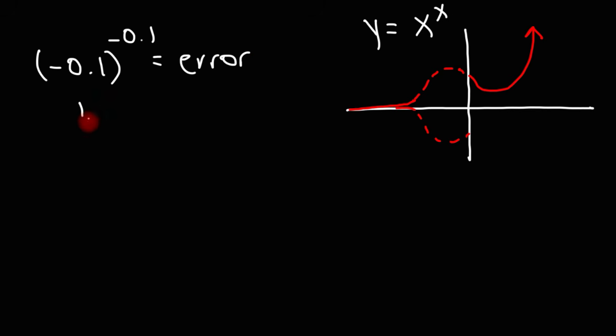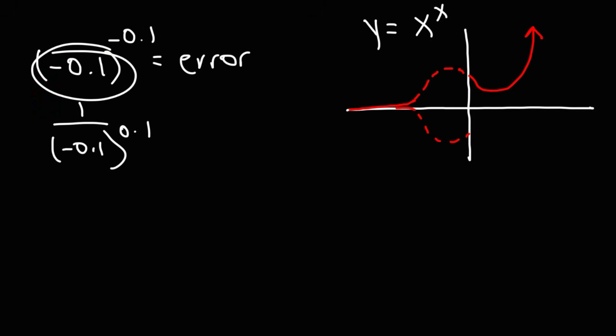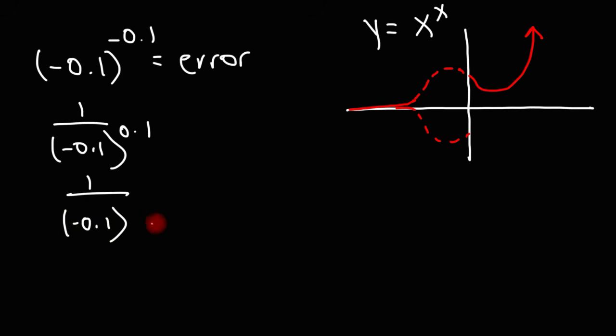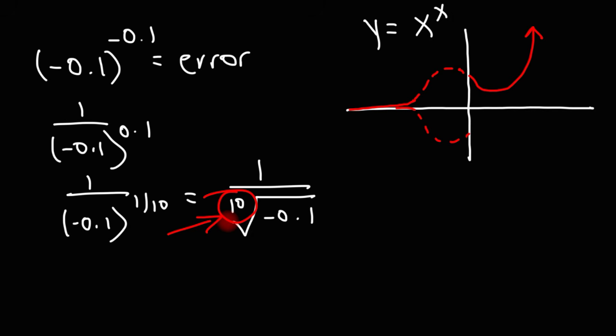Negative 0.1 raised to the negative 0.1 is 1 over negative 0.1 raised to the positive 0.1. To get rid of the negative exponent, you need to move this number to the denominator of the fraction. Now, 0.1 as a decimal is 1 over 10 as a fraction. Converting that fractional exponent into a radical, we get 1 over the 10th root of negative 0.1. Because this index number is even, we're going to get an imaginary number, not a real number. So we can get an imaginary number like i or something.